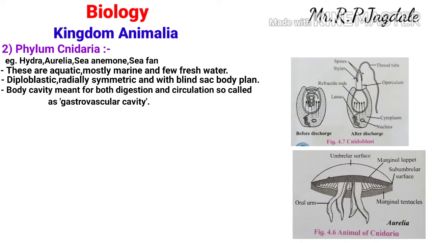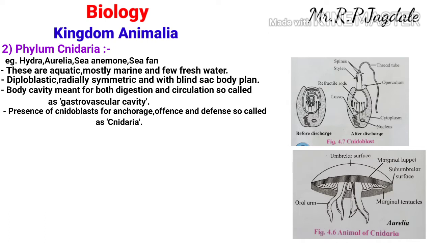Then the presence of cnidoblast is a characteristic feature of the Cnidaria, for anchorage, offense and defense. Why is the name Cnidaria? Because there is a presence of cnidoblast on their arms. For what? For anchorage, to attach to the substratum, and for offense and defense, for their protection and self defense.